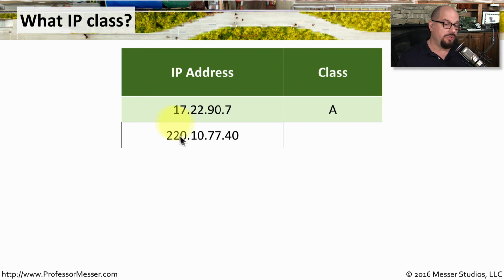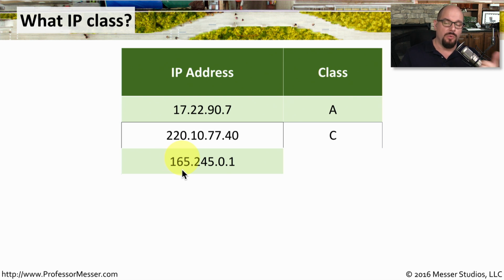The next address is 220.10.77.40. And again, we want to look at that first octet, which is 220. And we know that our Class C range is between 192 and 223. The 220 certainly fits inside of that range, so this is a Class C address. The next address is 165.245.0.1. Again, we want to look at the first octet, which is 165. And referring back to our chart, we know that anything between 128 through 191 is a Class B address.